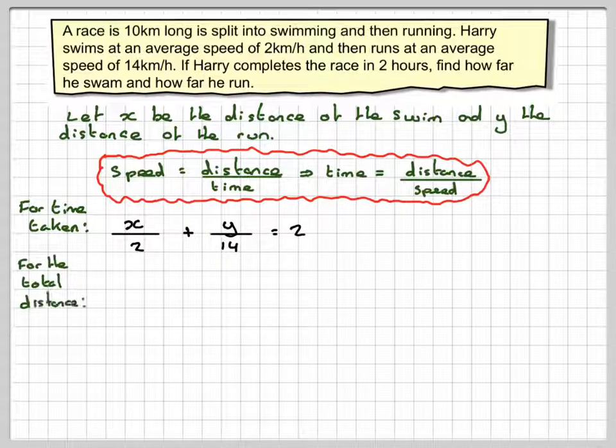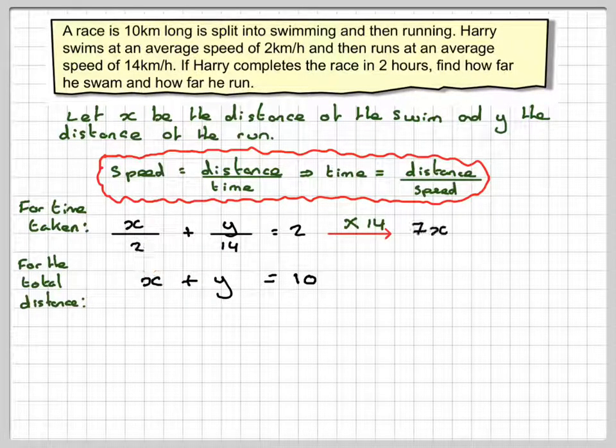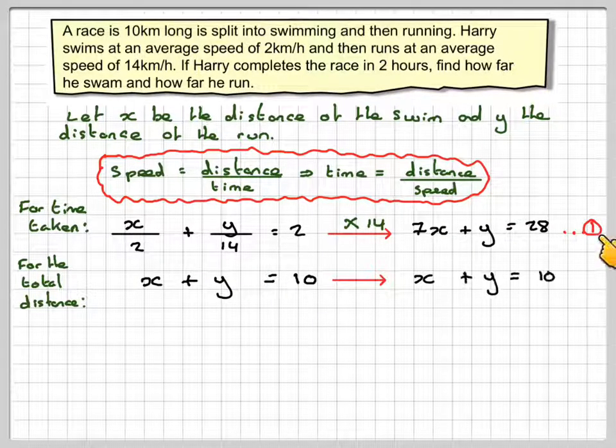For the total distance, we know that x plus y must be equal to 10. The problem with the first equation is we've got fractions in it, so if we multiply this equation through by 14, 14 divided by 2 gives me 7x, plus 14 over 14, y, and 2 times 14 is 28. This one we'll just keep the same, and we'll call that one equation 1 and this one equation 2. So we've got our two simultaneous equations here, we can now solve them.